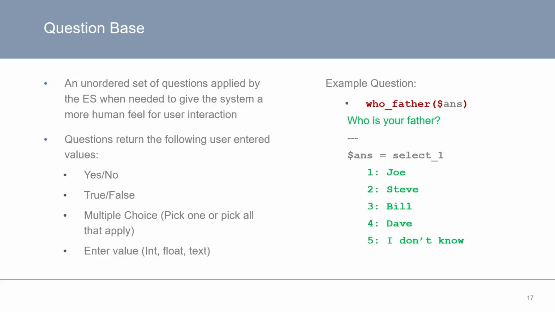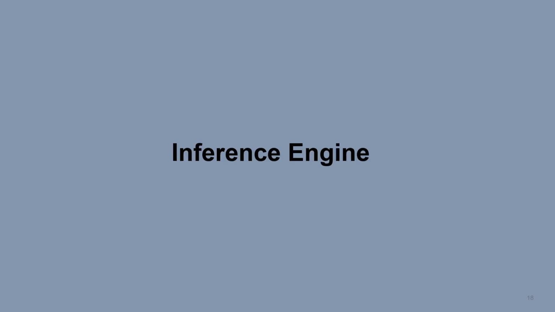In red, we have the syntax giving the function whofather with variable answer. And in green is the text that a user would see, who is your father, and then delineating all possible answers to that question, from which the user can choose the most appropriate. This illustrates just one way we could get a case-specific fact into the knowledge base to help answer a query. Next, let's move on to the inference engine.